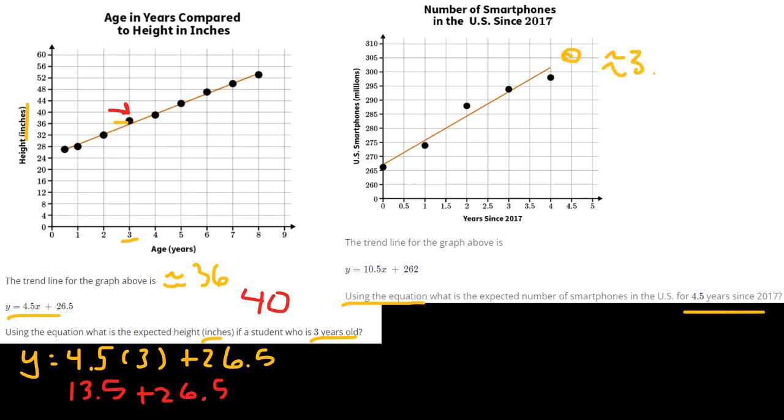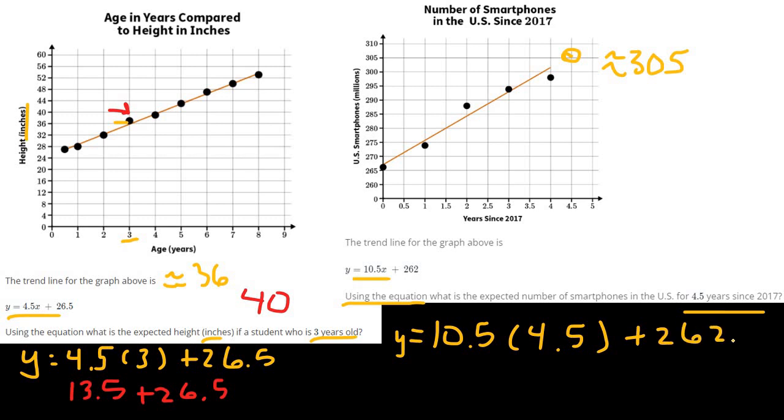And hopefully this line could be better or worse. I don't know yet because I really haven't done it. So we're just going to put 4.5 in for x, and we're going to see. So y equals 10.5 times 4.5 plus 262.